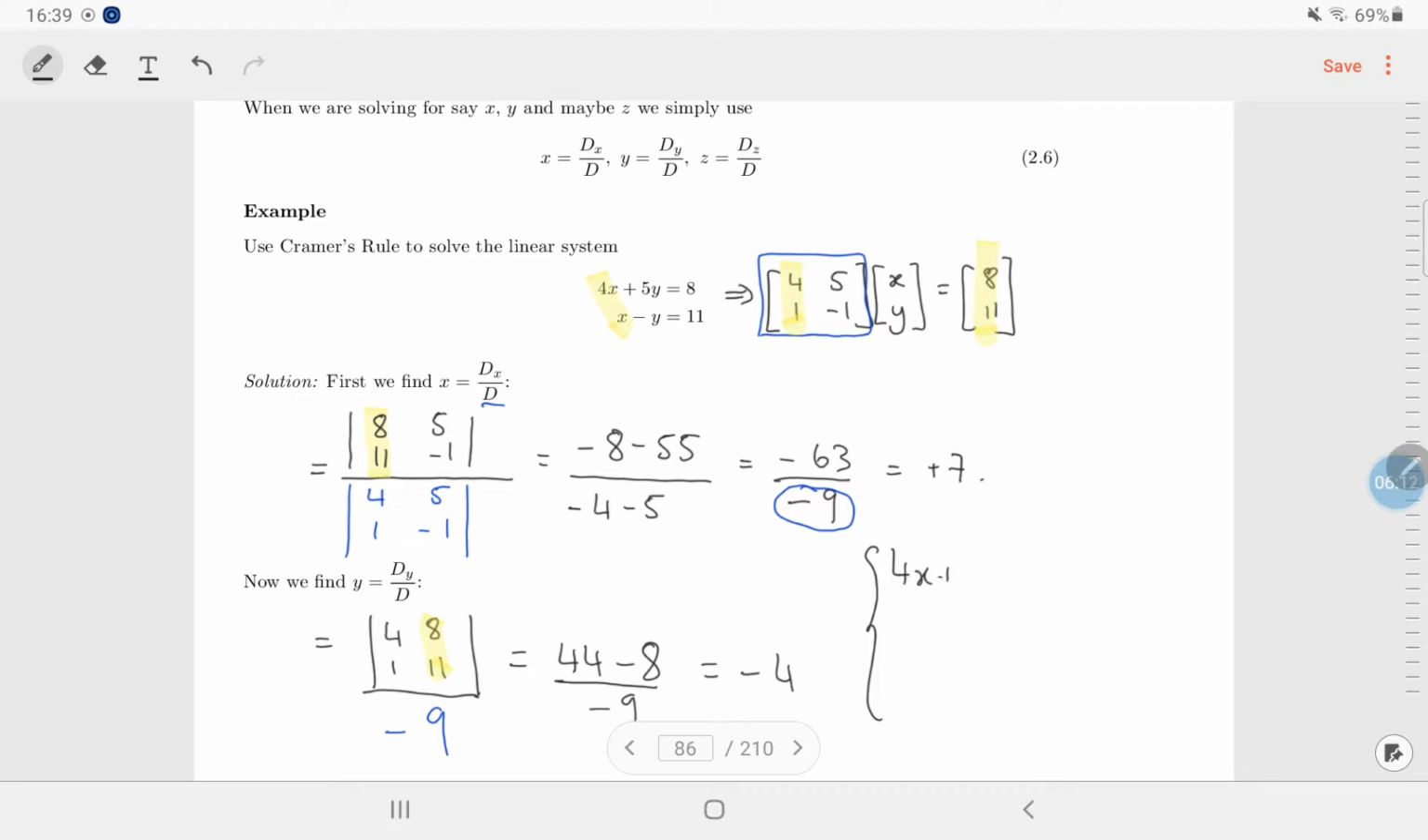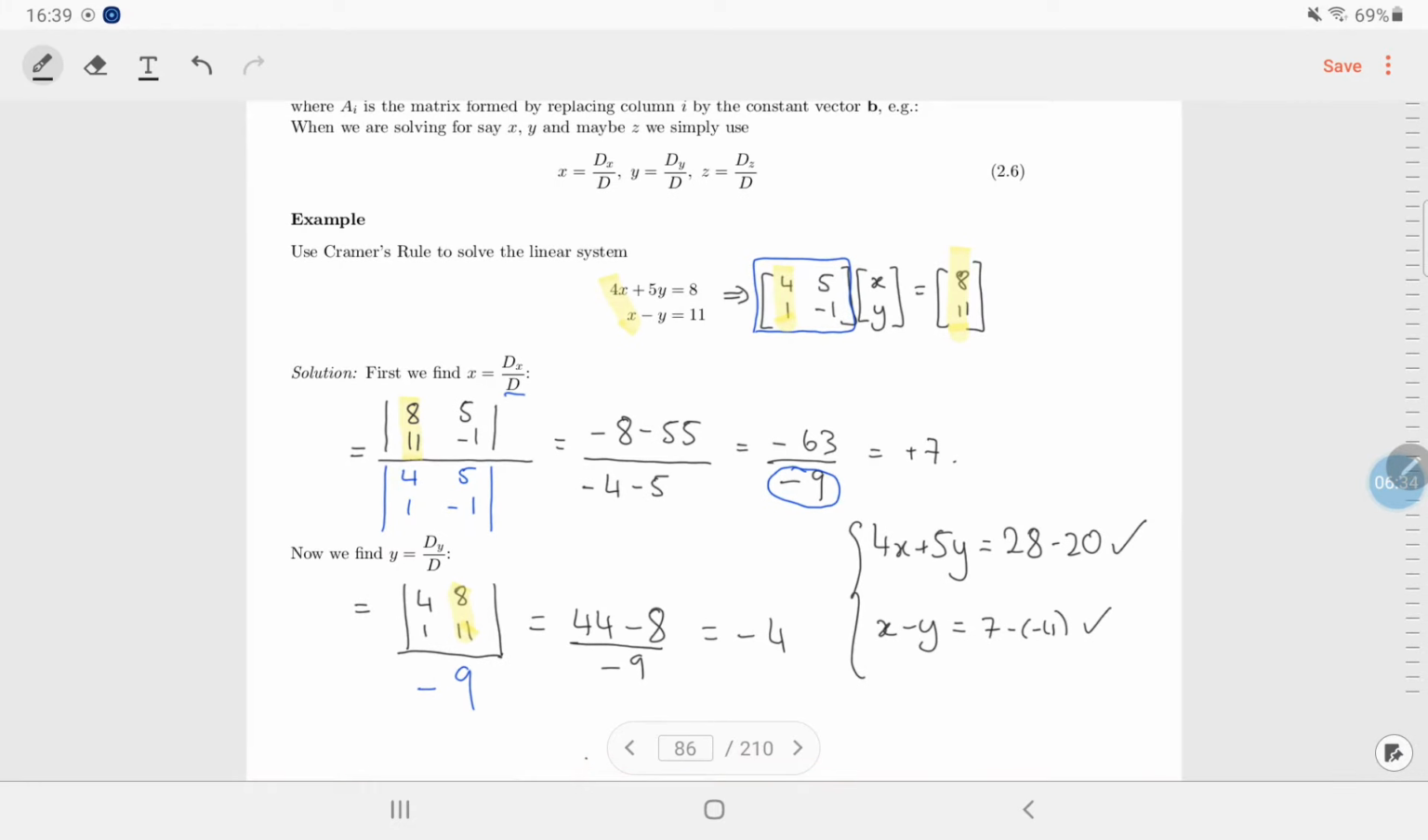4x plus 5y is 4 by 7 is 28, plus 5 by minus 4 is minus 20. That's equal to 8, and the other one says x minus y, x is 7 minus minus 4, well, that equals 11, so that one's correct as well. So you wouldn't solve a 2 by 2 system like that, to be honest. You wouldn't even use the matrix inverses, but this is useful if the numbers are nasty, if they're decimals.